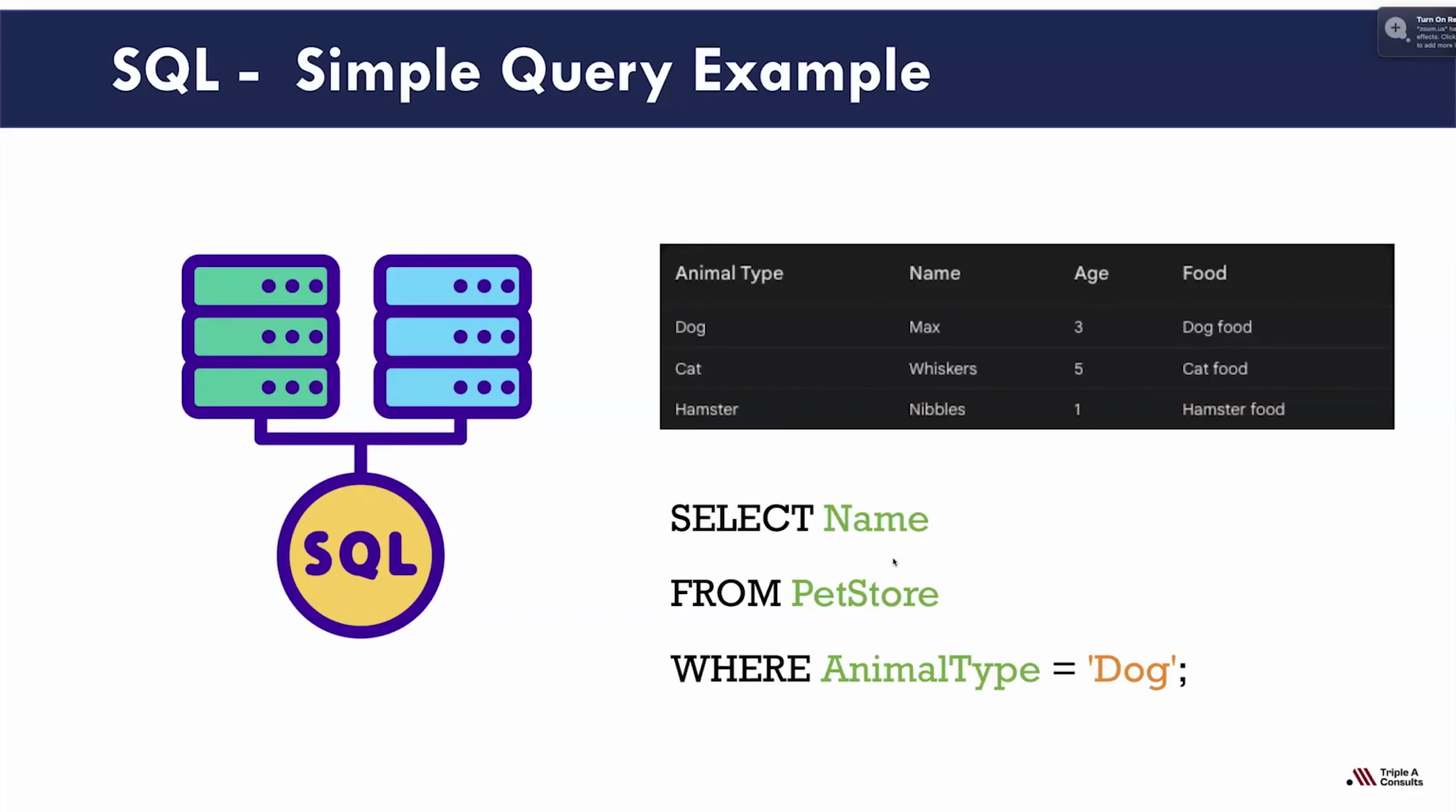I will say, I want to select, coming, I will bring up my annotation here. I want to select name from the table, pet store. The name of this table that you are seeing here is pet store.